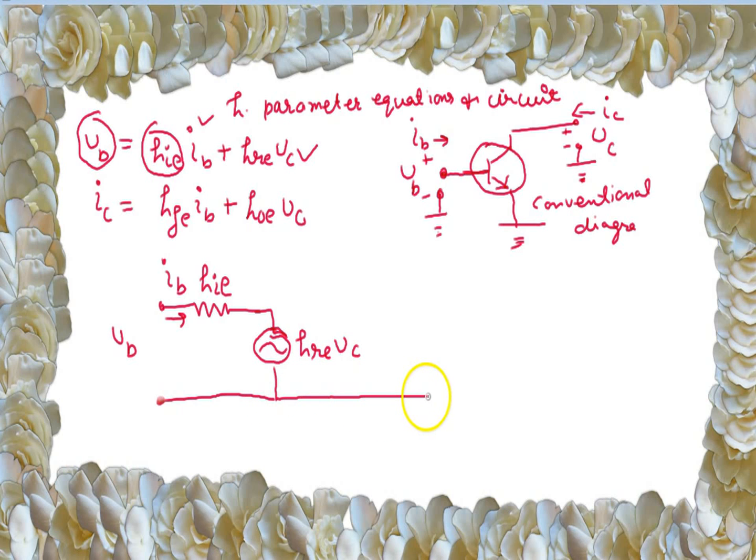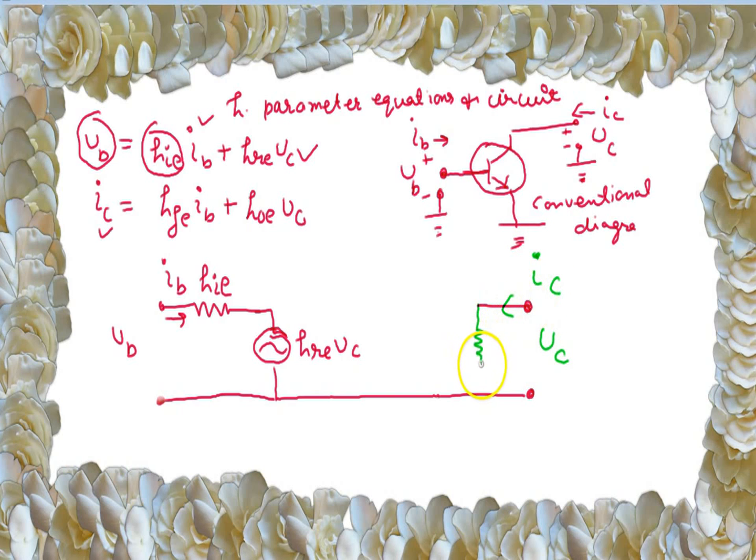So we completed this equation, and now this second equation is the current. That means IC is made up of two currents, HFE IB plus HOE VC. They are the two currents. The two currents are separated into parallel paths. So here it is VC. From VC it becomes IC. So IC is separated into two parts.